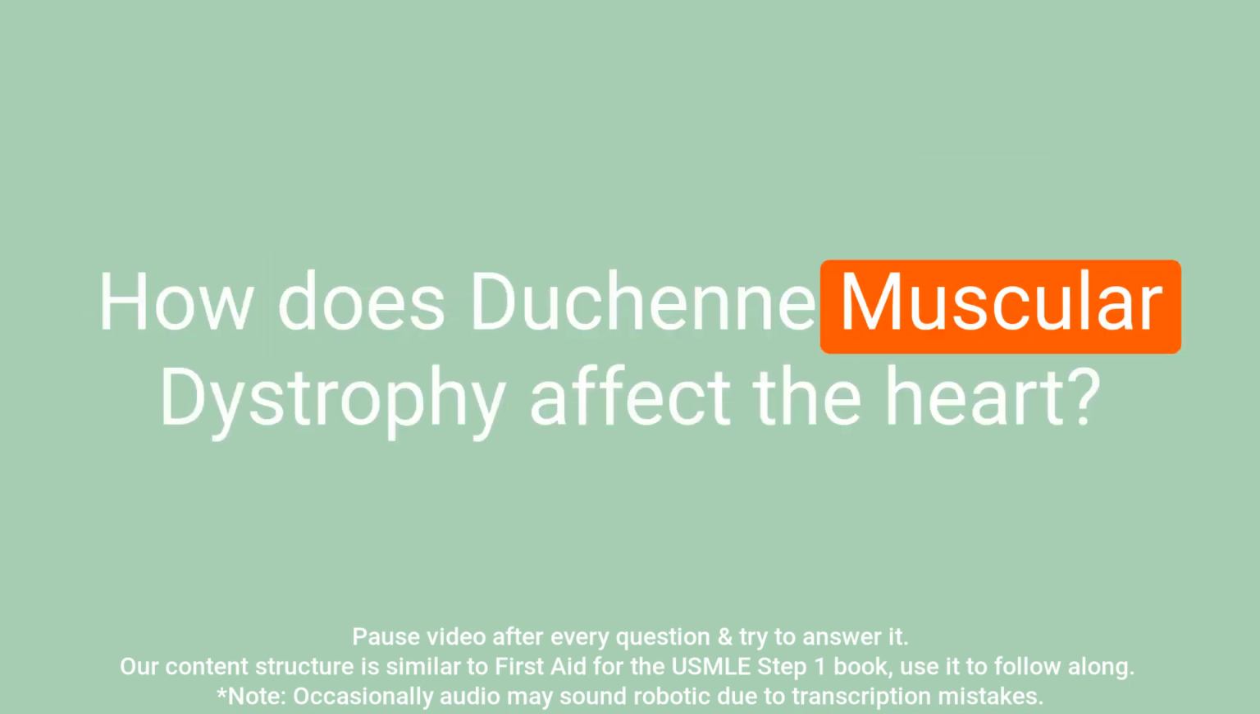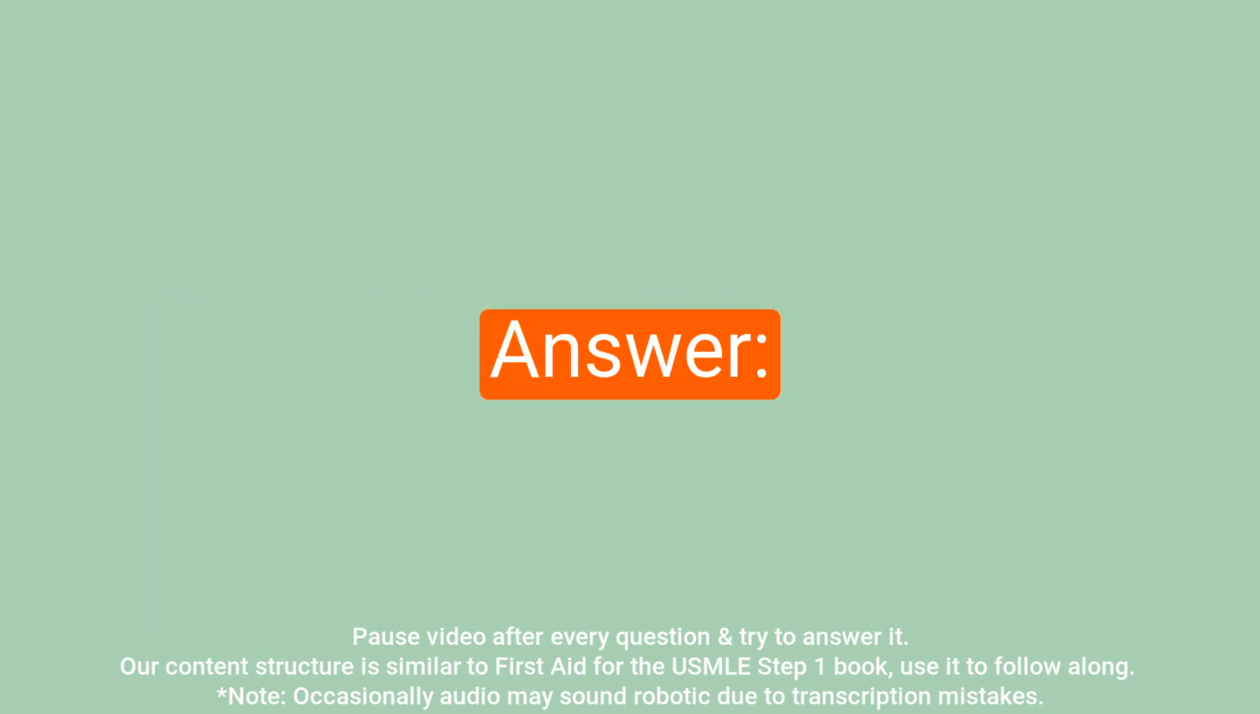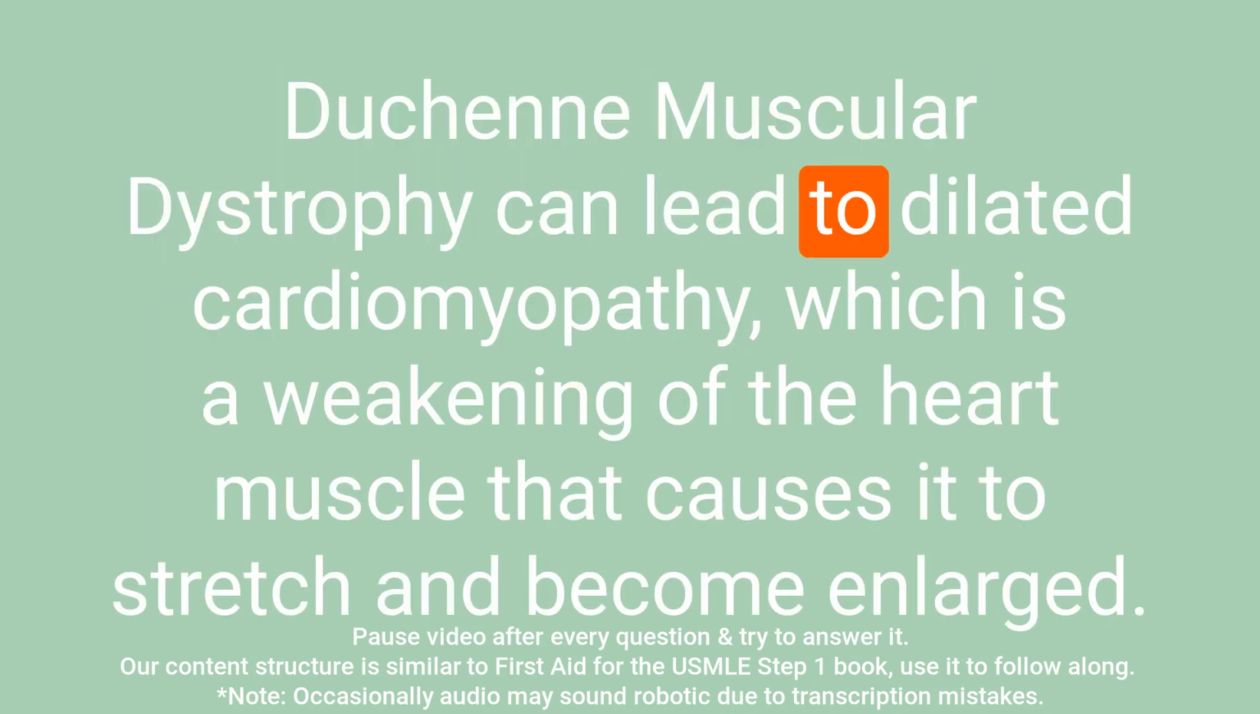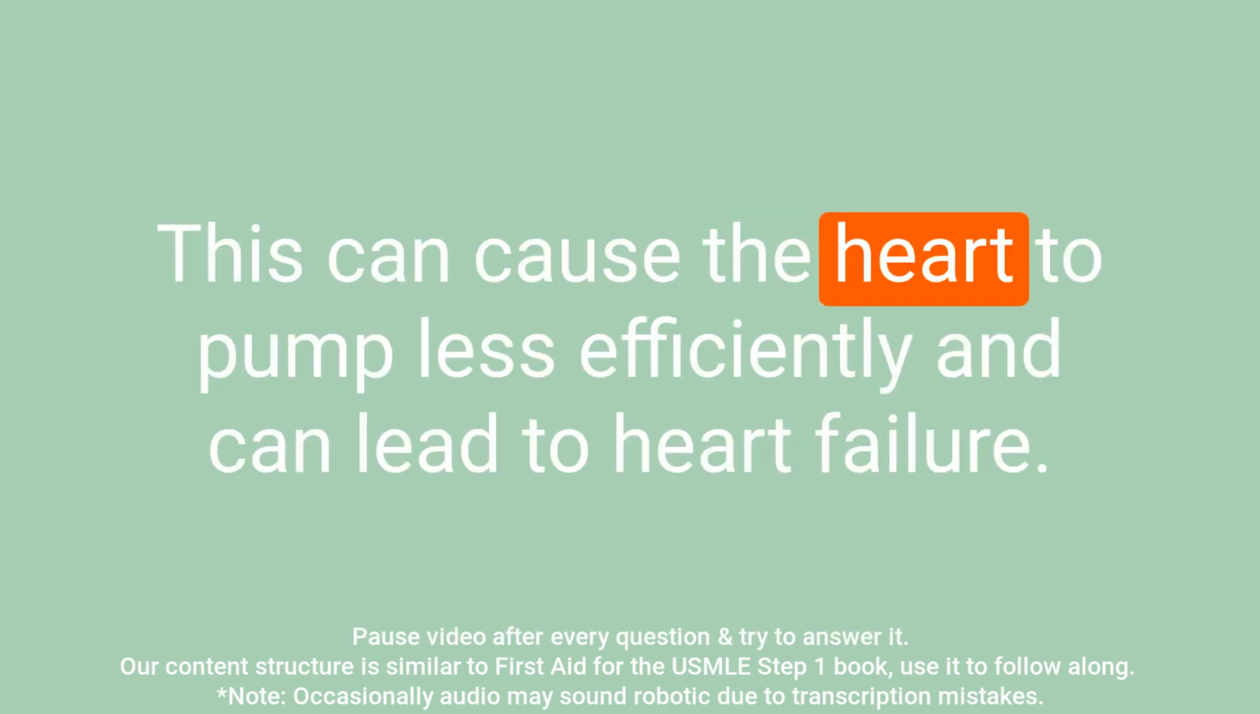Question: How does Duchenne Muscular Dystrophy affect the heart? Answer: Duchenne Muscular Dystrophy can lead to dilated cardiomyopathy, which is a weakening of the heart muscle that causes it to stretch and become enlarged. This can cause the heart to pump less efficiently and can lead to heart failure.